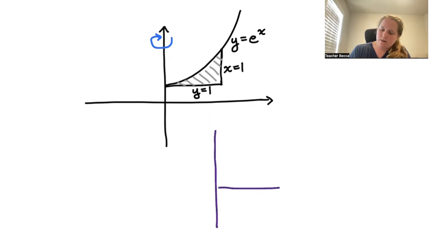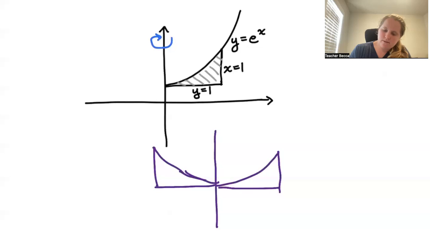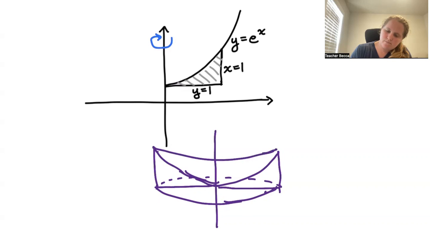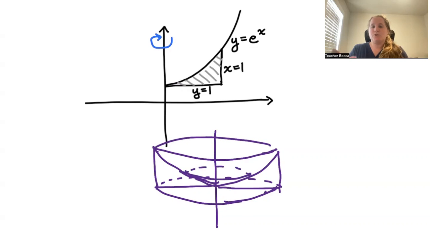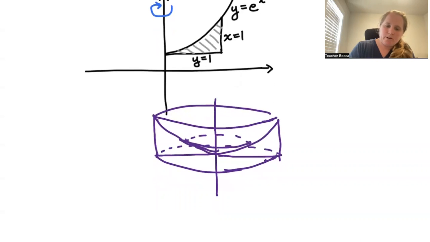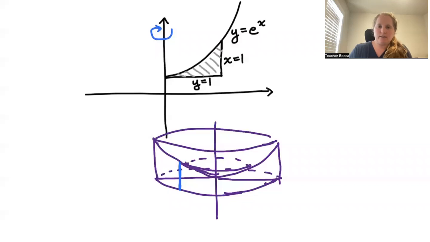we have a mirror image of this little shape off to the left. And then we are going to rotate around. Essentially, we're looking at a cylinder minus a bowl, basically. So the shells we're working with are going to run from y equals 1 up to y equals e to the x.